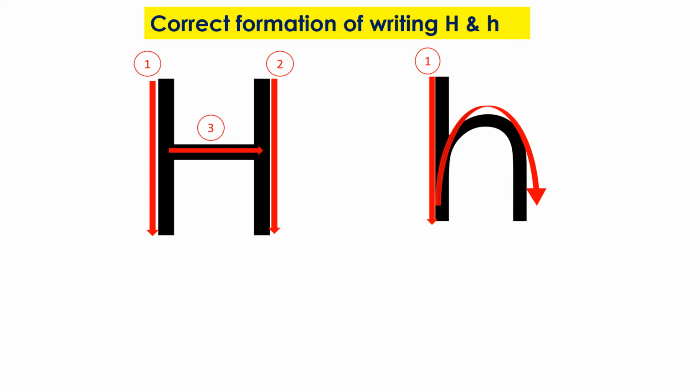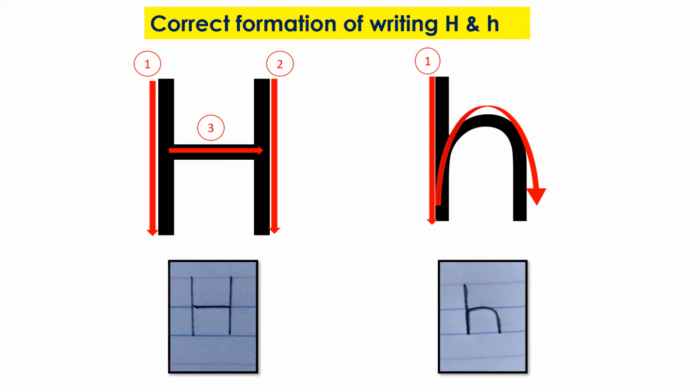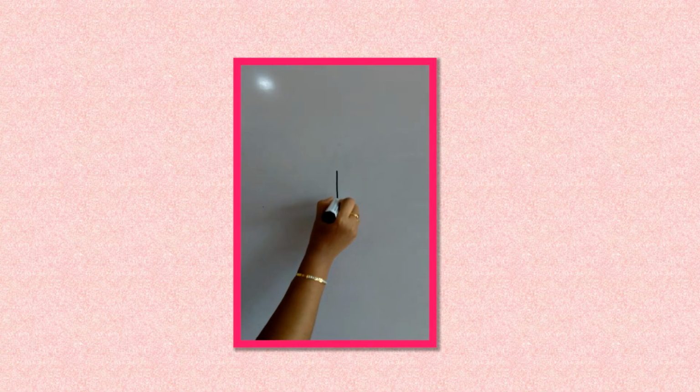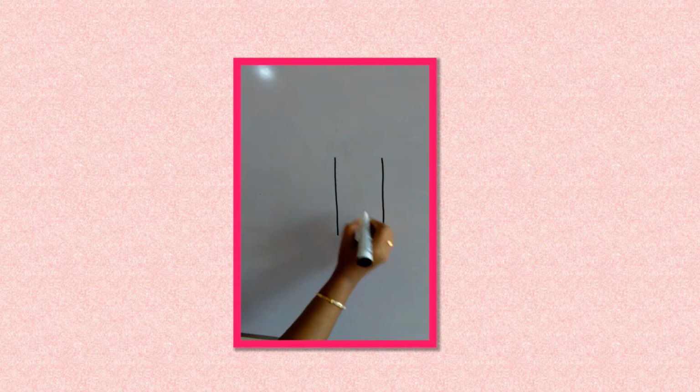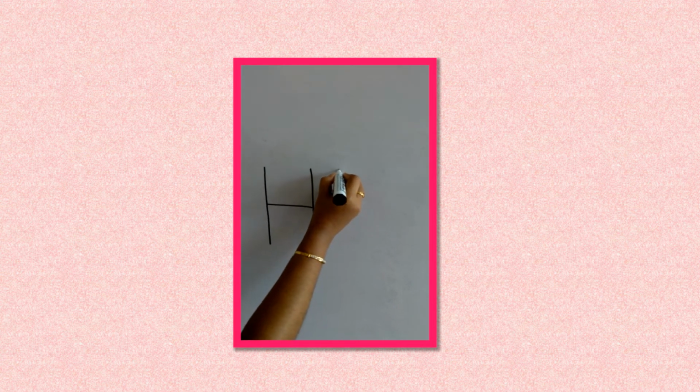Alright kids, next we'll see how we're going to write capital H in your double rule book. Here you can see that. Now we'll see how to write simple H in your double rule book. Now teacher will show you how to write capital H and simple H on the whiteboard. Just see the formation.